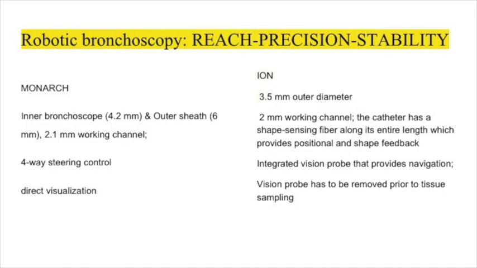The second difference is about the bronchoscope. The MONARCH inner bronchoscope is about 4.2 millimeters, and the ION outer diameter of the catheter is 3.5 millimeters. Whether or not this difference makes any difference in regard to further advancing into the airway, there's no data for direct comparison just yet. But based on my personal experience, the MONARCH and the ION both can reach very peripheral airways, and we're able to get very close to the pleura with both systems.